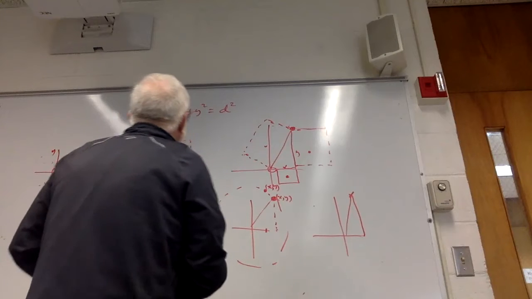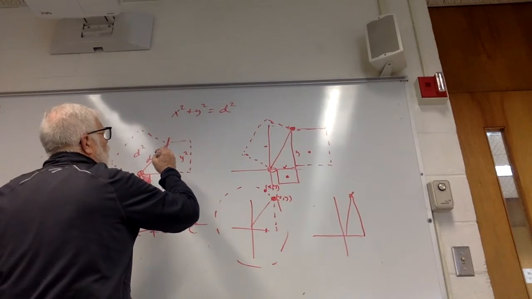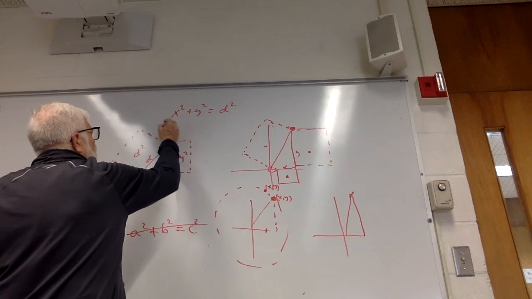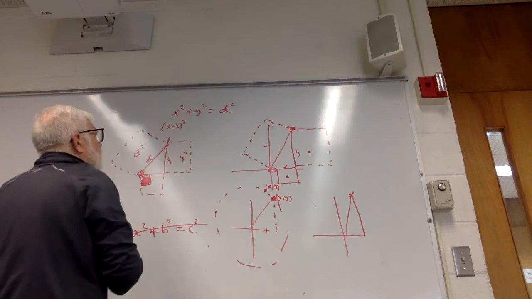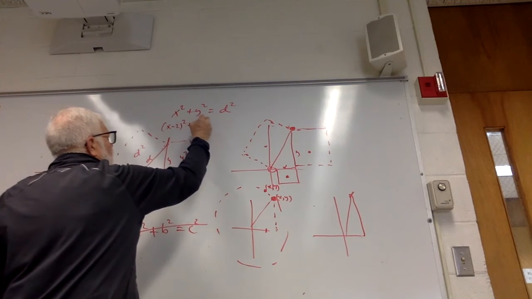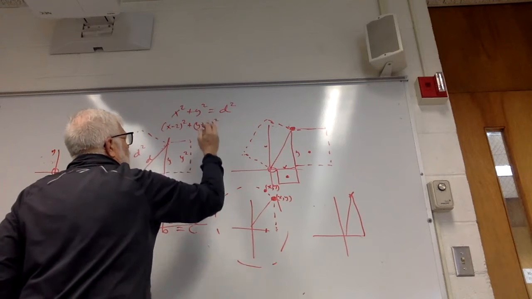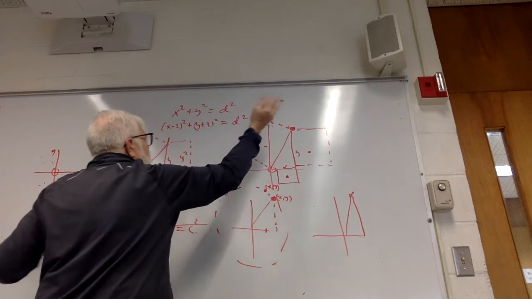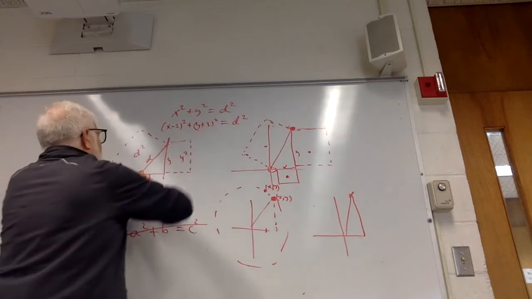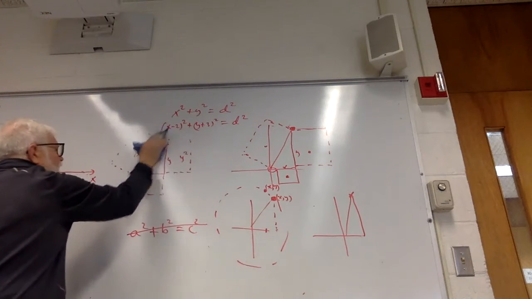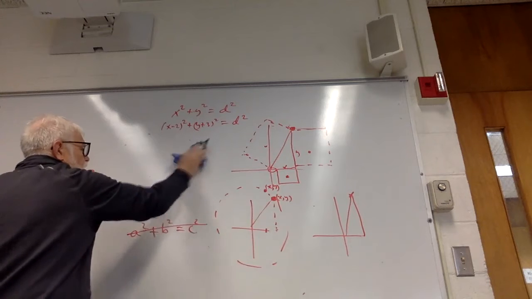Now I want to talk about a new coordinate system. What happens when we do x minus 2 squared, and we do maybe y plus 3 squared equals some constant, some d squared, some distance? Let's go back to a coordinate system now.